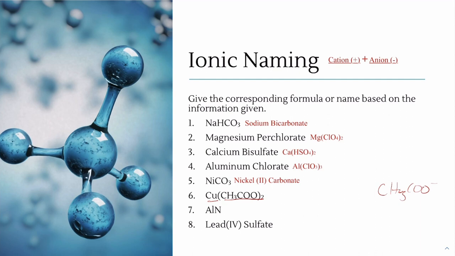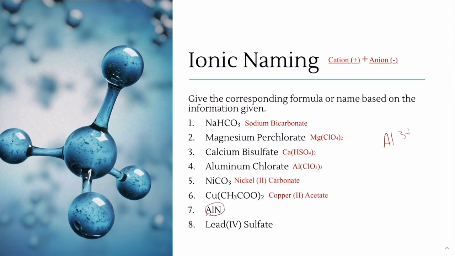Now, if you notice, they come together in a 2-to-1 ratio, which means that the copper must have had a 2 plus charge because they needed 2 of these in order to neutralize that copper. So then I would say, okay, this must be copper 2 acetate. Copper 2 acetate. All right. Now we've got this one. This one doesn't have any transition metals, so I'm going to go back to aluminum.